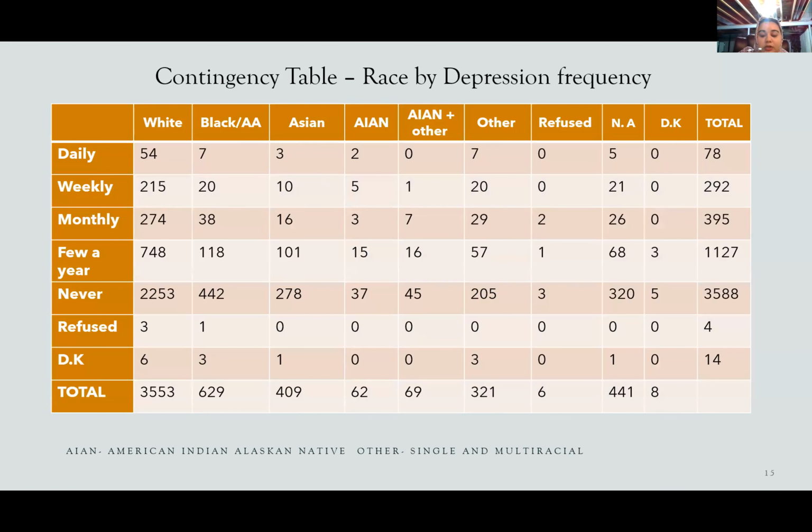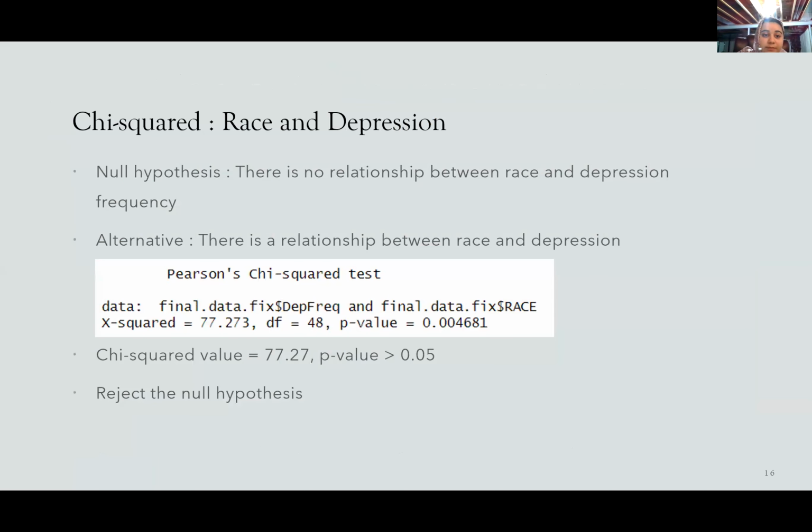Next here's the contingency table of depression frequency by race, and here's the chi-squared test. Again, same null hypothesis and alternative hypothesis, looking at whether there is any relationship. Our chi-squared value came to a lot smaller 77.27, and our p-value is still significant, but not as significant as the chi-squared for anxiety by race. We were still able to reject the null hypothesis, so there is still some difference by race in depression frequency.